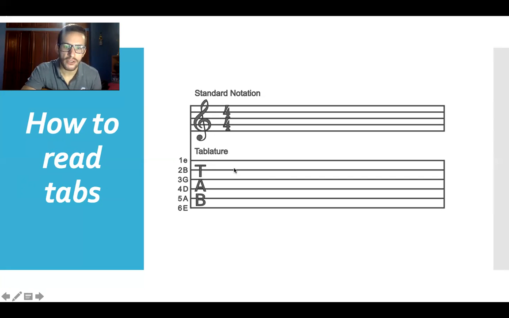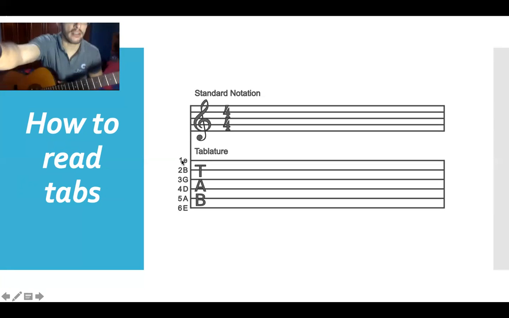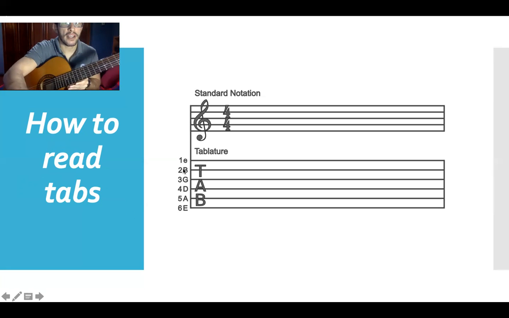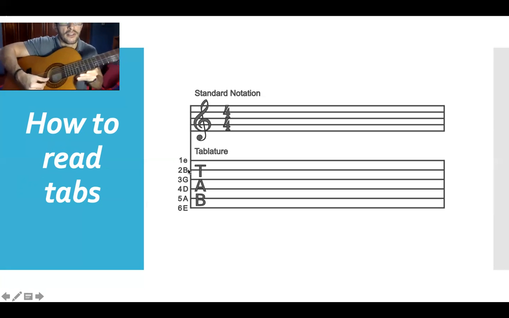Here you have 1, 2, 3, 4, 5, 6 lines. Every line is going to be a string of the guitar. So here you have the first line, number 1, it's going to be the first string of the guitar, this one. Then the second one, this B, is the second string. Then you have third, fourth, fifth, and sixth.